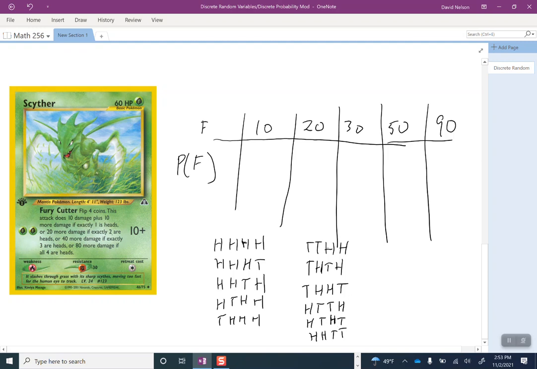What if I started with 2 tails? I think that's it. Is that all of them? Started with 2 tails and I finished with 2 heads. And then you want to double check, kind of make sure that you've got every sort of possibility there. I think that's it. Okay.